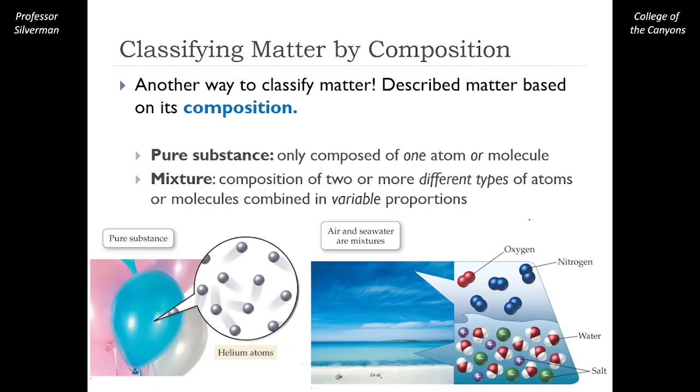Pure substances are generally hard to find or hard to prepare, but they're composed of only a single thing. We have only one atom there, or we have only one molecule there. We've gotten rid of any impurities, and we have only a single pure substance.